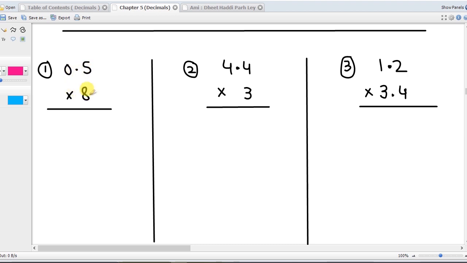So 0.5 times 8. The rule is quite simple, that we have studied, simply multiplying the whole numbers or natural numbers. So for now, for instance, forget there is any decimal point, just consider these numbers and start multiplying. So 5 times 8 is 40, write 0 at the bottom, 4 goes on carry, and 0 times 8 is 0 plus this carry number which is 4, so 0 plus 4 is 4.